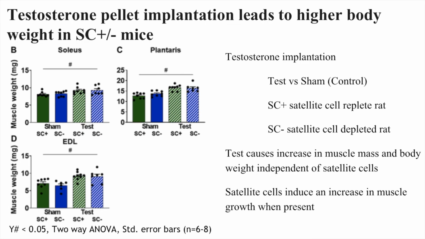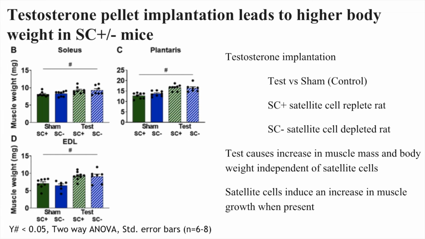The researchers are now looking at 3 muscles in rats, soleus, plantaris, and extensor digitorum longus, and they're seeing the individual muscle weight. On the x-axis, you can see our control group, sham, and our experimental group tested, as well as SC plus and SC minus for each group. And on the y-axis, you can see the muscle weight for each of the 3 different muscles being studied. Now, the authors are seeing if testosterone affects the muscle weight in each of these groups.